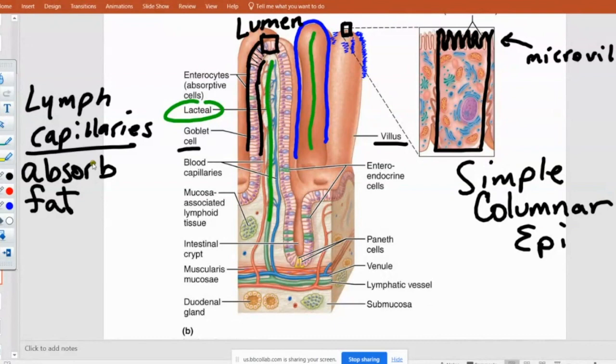So on the other picture, we really saw the plicae and the villi. Here we see the villi and the microvilli. So it's picture ready for you. Notice there's a lot on this you won't be asked. Okay, I didn't just forget. It's not going to be there.